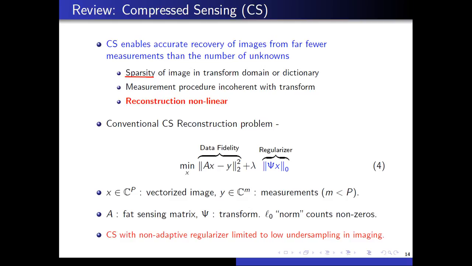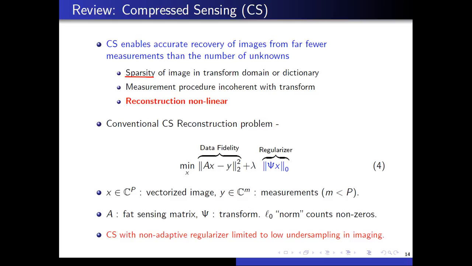The solution is nonlinear. To solve linear equations is a linear problem, but to solve linear equations with a sparsity constraint is a nonlinear problem. You have to solve this kind of problem, and the way it's done is this. You minimize the deviation between the data and the model, and you regularize with some transform applied to X, which makes it sparse. That's how you penalize for non-sparse things.